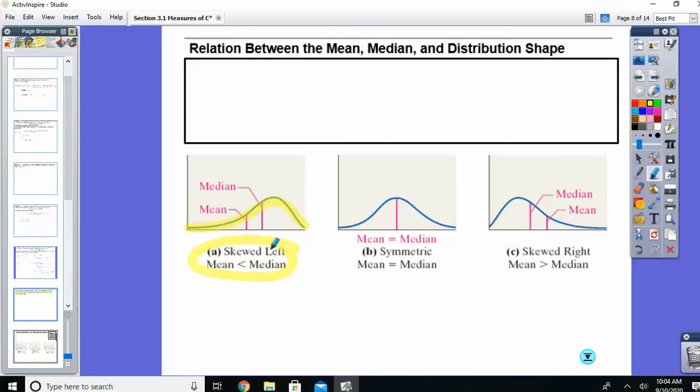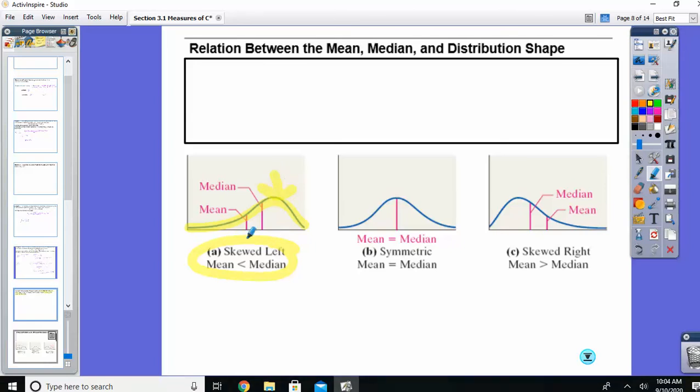A couple of you on the test mixed up skewed left and skewed right. It's based off the center. So you look at your peak. If it extends out to the right, that's skewed right. If it extends out further to the left, it's skewed left. So there's my center right here. So this extends out further to the left.